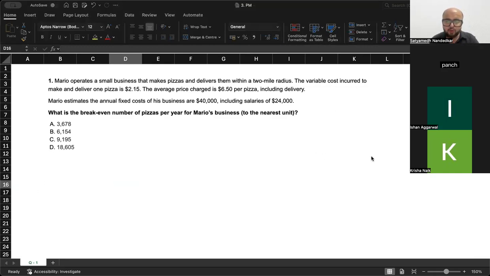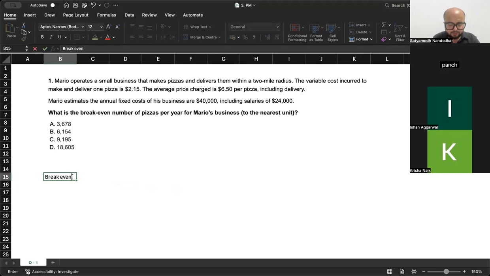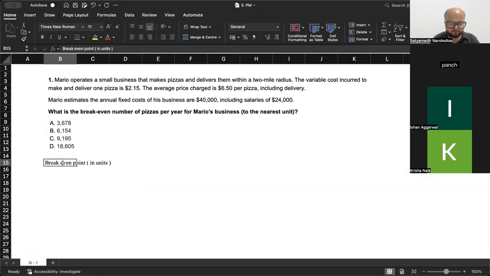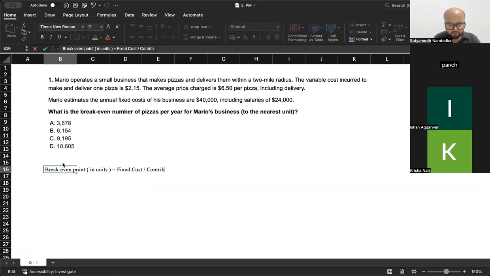The question is, you want to calculate the break-even number of units. How is break-even calculated in units? Can you tell me the formula? Fixed cost divided by contribution per unit. Okay. Do we have the fixed cost and also do we have the contribution per unit? Yes, sir. What is the total fixed cost here? Total fixed cost is 40,000.